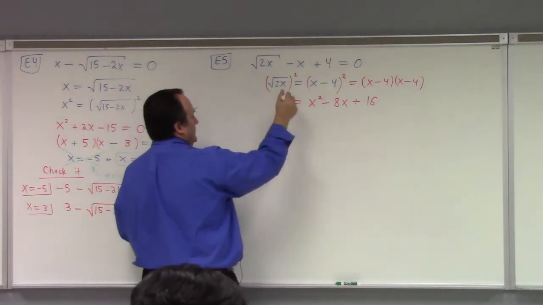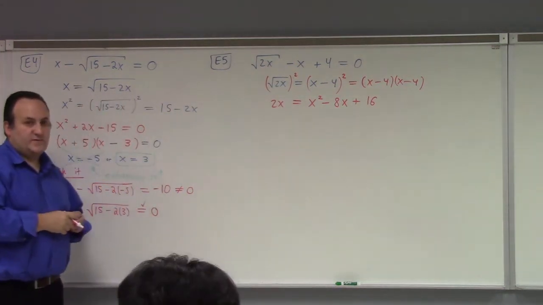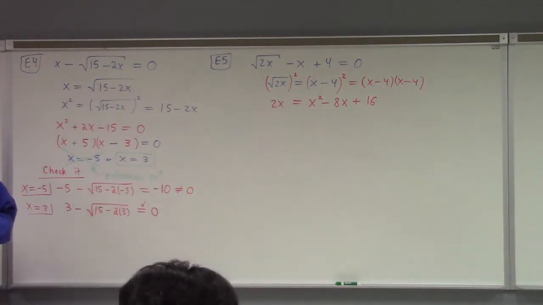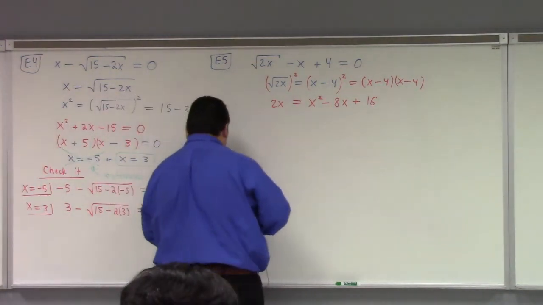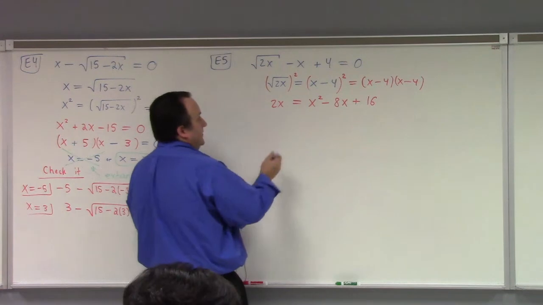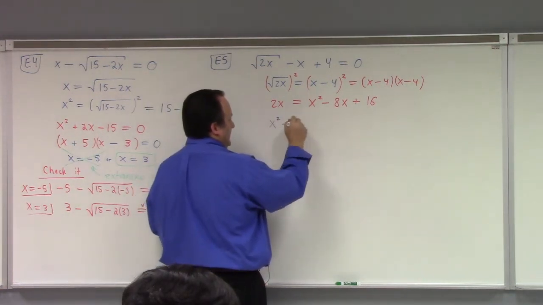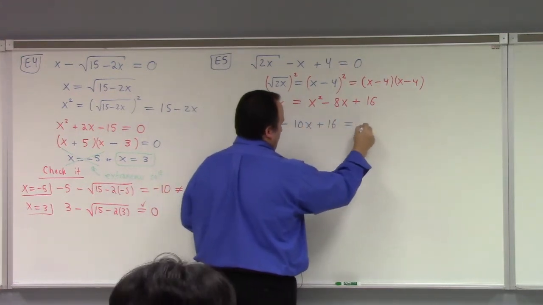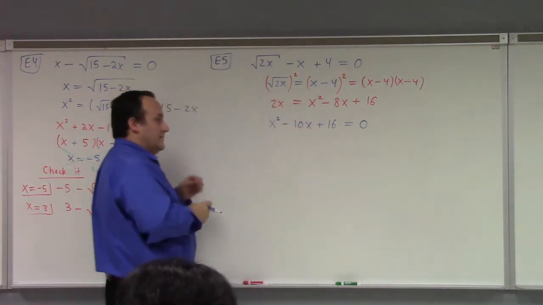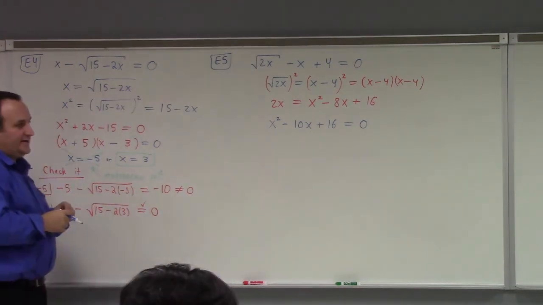And on the other hand, we just get 2x. So when you square the equation, think through it. You have to multiply it out, okay? Now, this is going to give me x squared minus, looks like a 10x plus 16 equals to 0. How do I think we can factor this again?